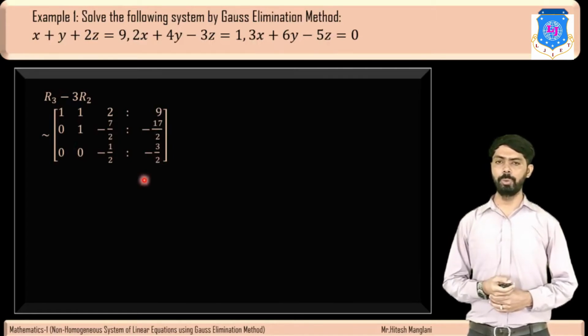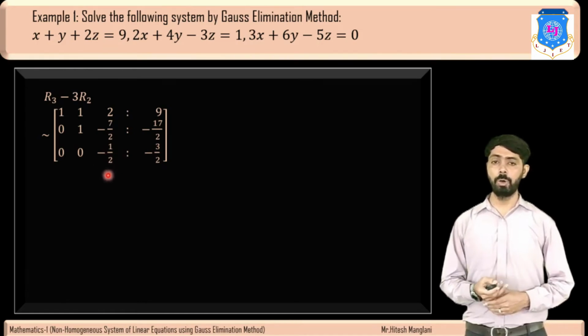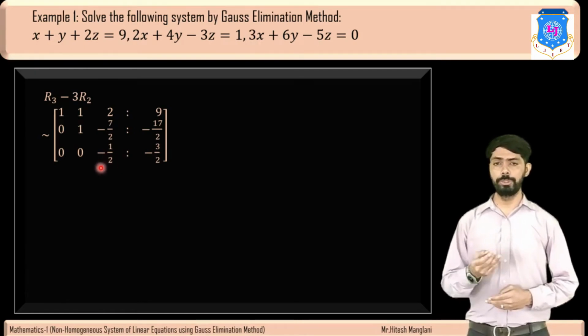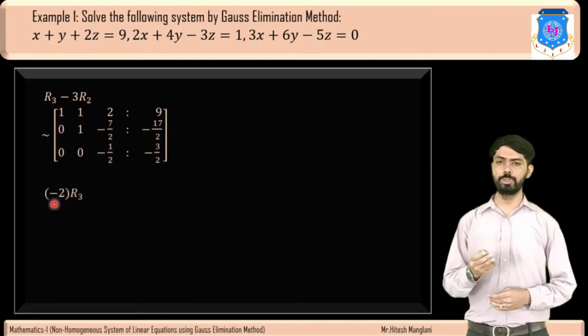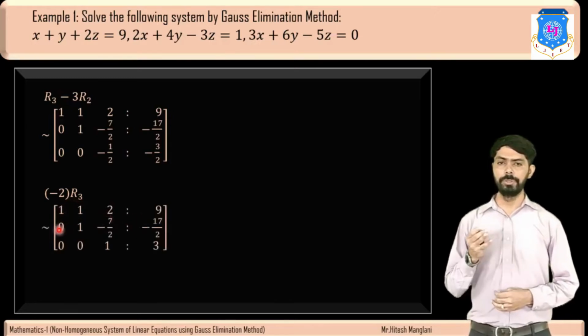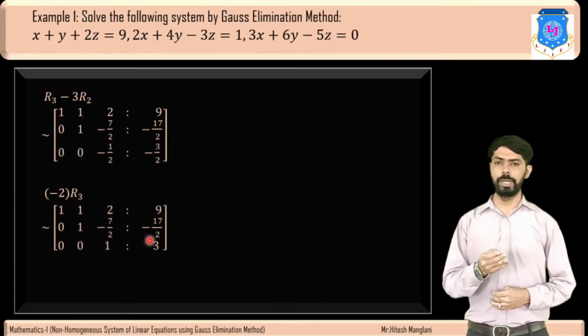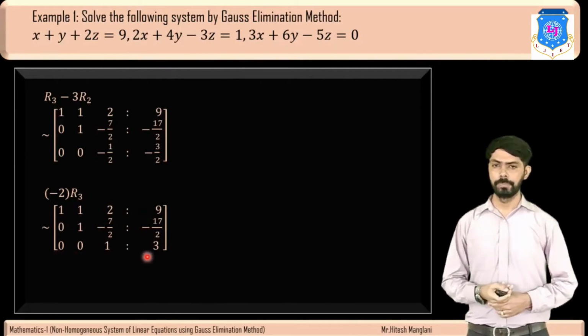Now if you look at the third row, then the leading entry is minus 1 by 2. But according to the definition of row echelon form, it should be 1. So for that we will multiply the third row by minus 2. Here we will use the row operation minus 2 R3. After using this row operation, the next matrix will be [1 1 2 9], [0 1 minus 7 by 2, minus 17 by 2], then [0 0 1 3].